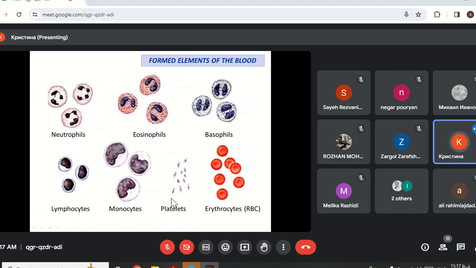Next, formed elements of blood. You can see them all here. These are called leukocytes, or white blood cells. They are actually cells because they have nuclei. They include neutrophils, eosinophils, basophils, lymphocytes, and monocytes. The other two, platelets and erythrocytes, are not cells because they do not have nuclei, and they can be called postcellular structures, derivatives of cells.